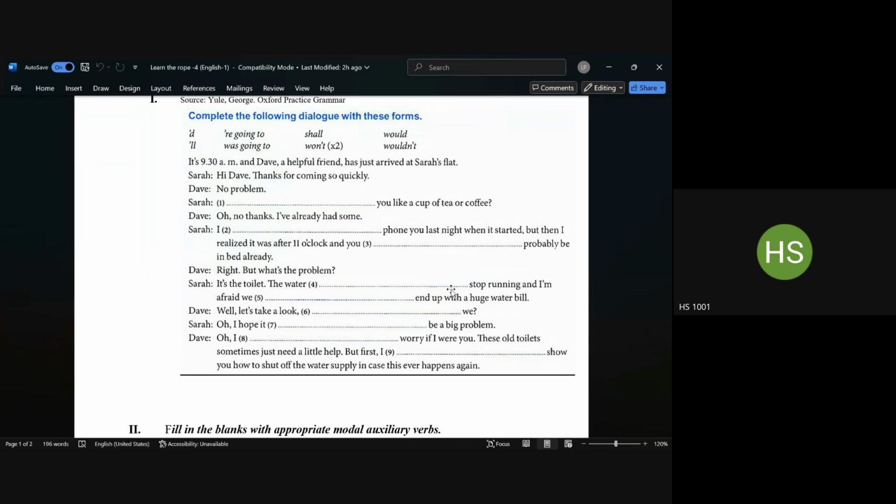Sarah: I dash phone you last night when it started, but then I realized it was after 11 o'clock and you dash probably be in bed already. First blank: I shall phone you last night? No. It was "was going to." Yes. I was going to phone you last night when it started, but then I realized it was after 11 o'clock and you dash probably be in bed already.